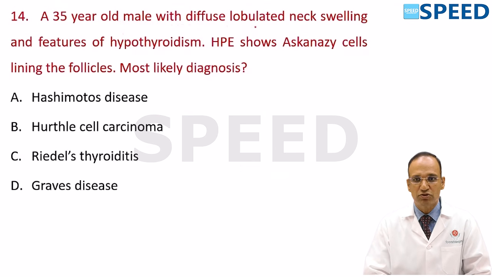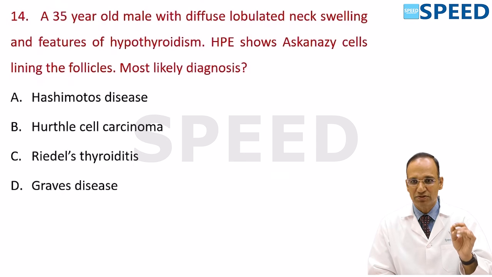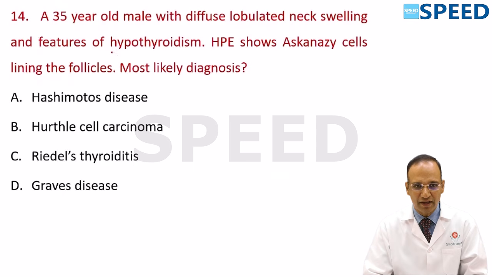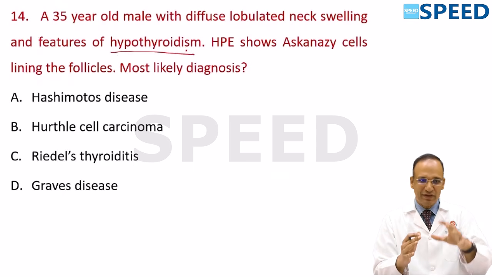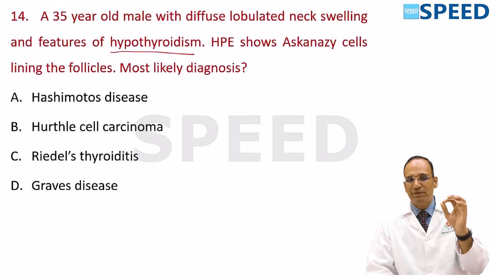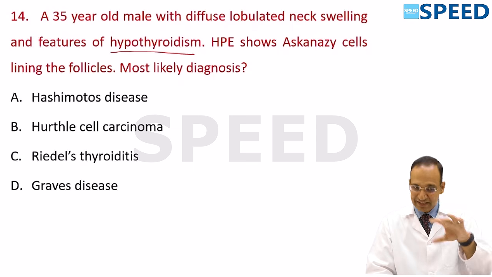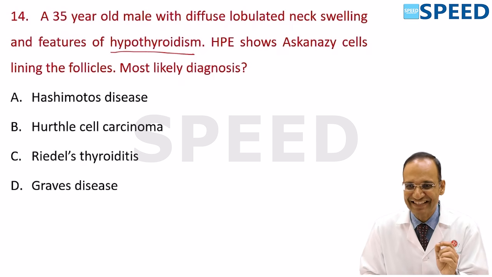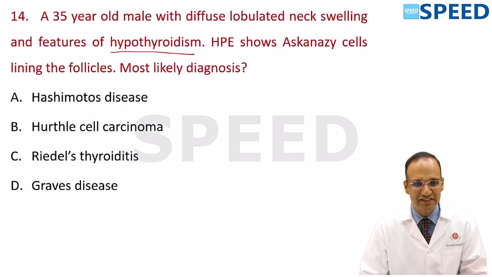A 35-year-old male with a diffuse lobulated neck swelling and features of hypothyroidism. HPE shows Askanazy cells lining the follicles. Most likely diagnosis? You see, this is the keyword here. There could be some overlapping in HPE in all this, because the HPE of Hashimoto's and Hurthle cell carcinoma almost look the same. Hurthle cells can also have such kind of cells. But the key here is the hypothyroidism. Hypothyroidism is seen only in Hashimoto's. The right answer is Hashimoto's.